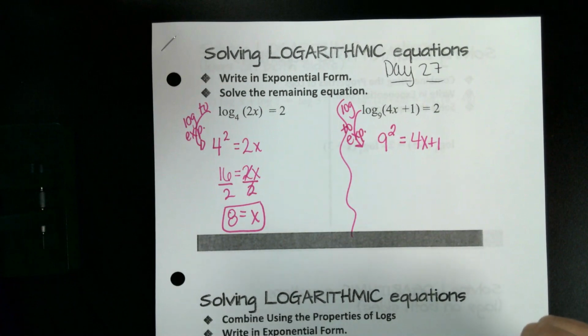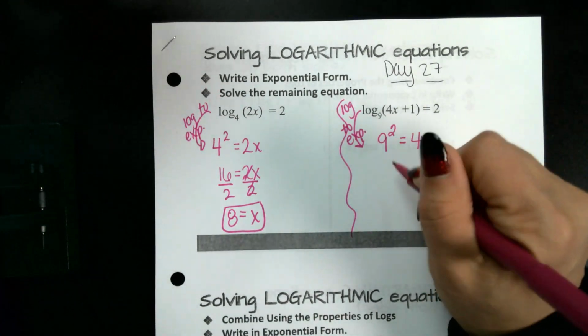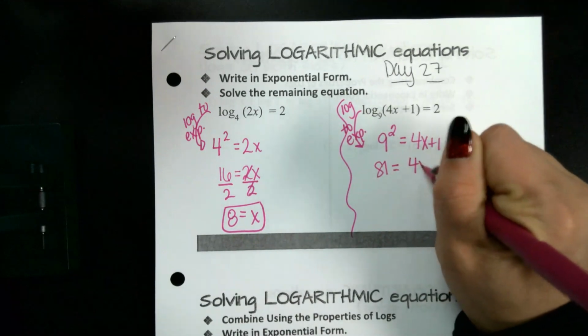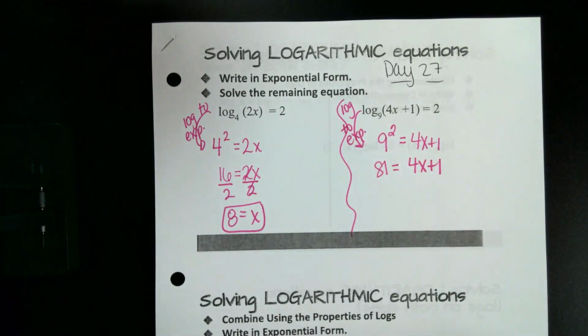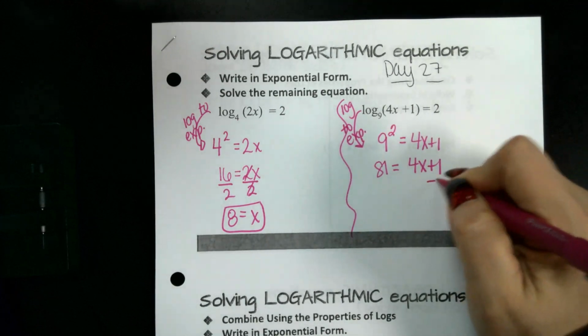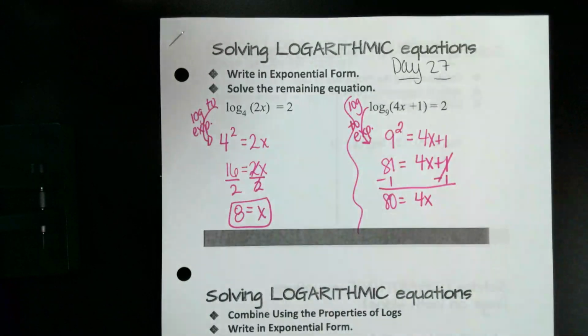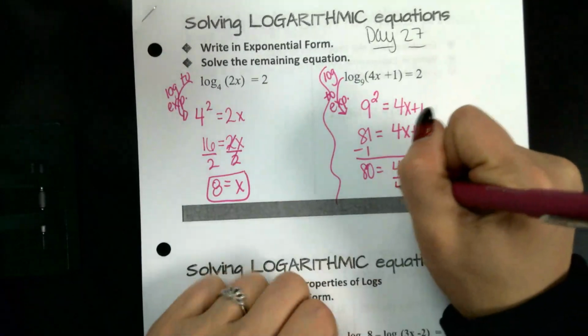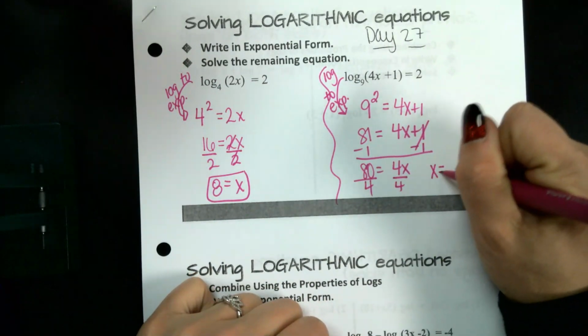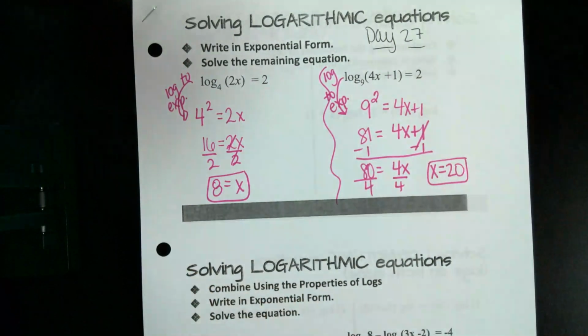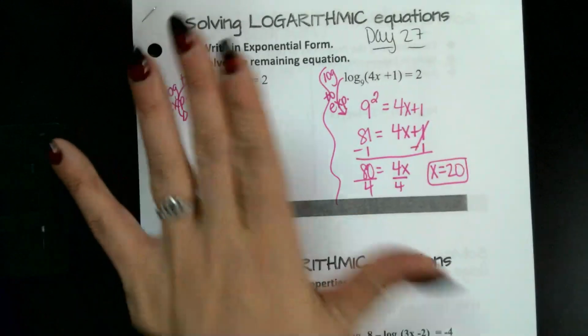Okay, so what is 9 squared? 81. And then to solve that two-step equation, we're just going to subtract and divide, right? Yeah, we subtract 1 and get 80, and then divide by 4. X equals 20.